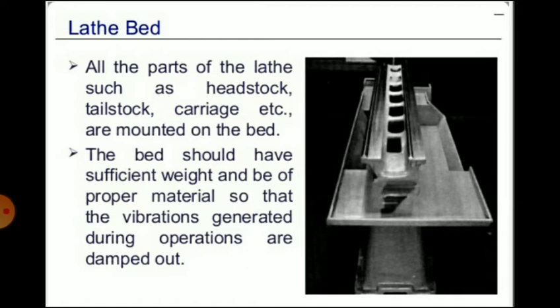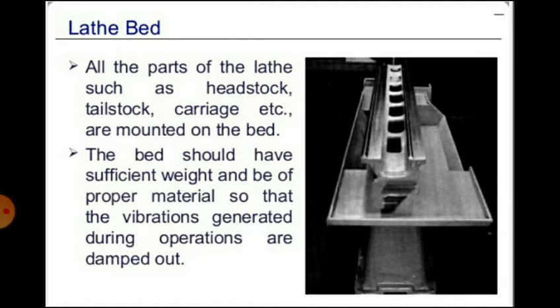So the first part is the lathe bed. All the parts of the lathe such as headstock, tailstock, carriage, etc. are mounted on the bed. The bed should have sufficient weight and be of proper material so that the vibrations generated during operations are damped out. You can see in the diagram there is a bed, and on the bed the different parts like headstock, tailstock and carriage are mounted. So the bed is the base of the lathe.